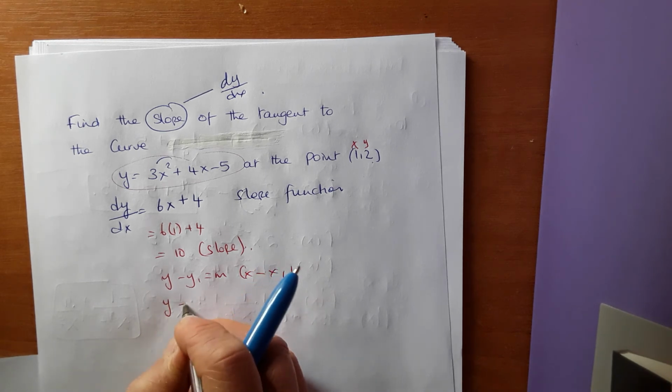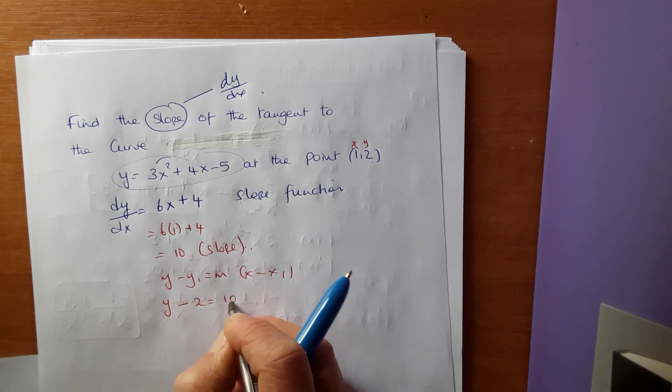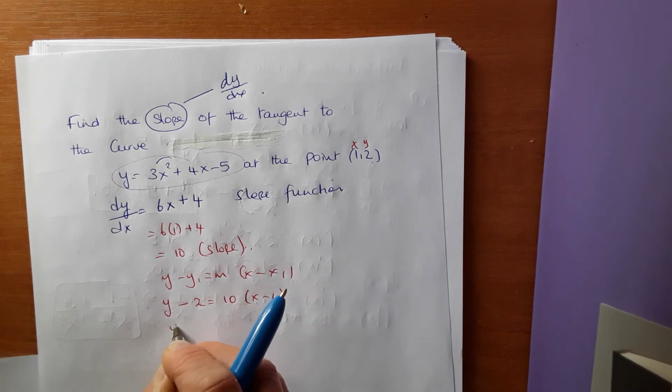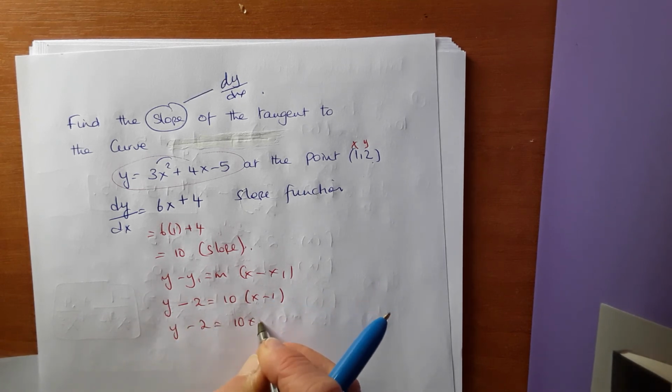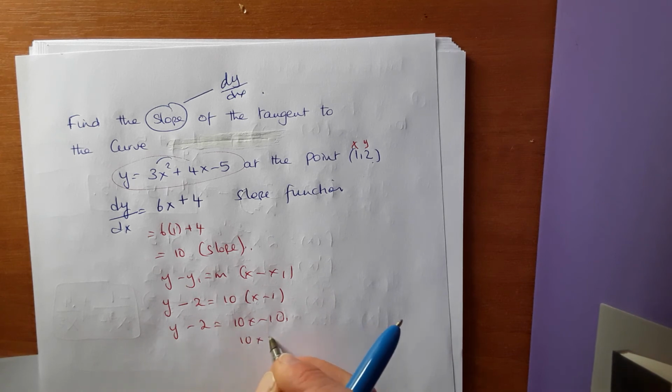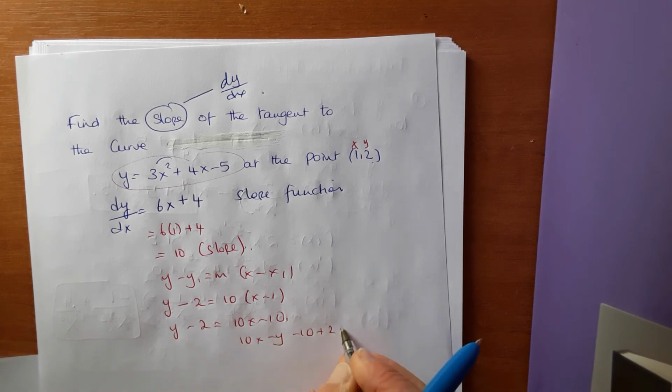So I have y minus 2 is 10 into x minus 1. So y minus 2 is 10x minus 10. 10x minus y minus 10 plus 2 is 0. So that's 10x minus y minus 8 is 0. That's the equation of the tangent line. There's one more like that.